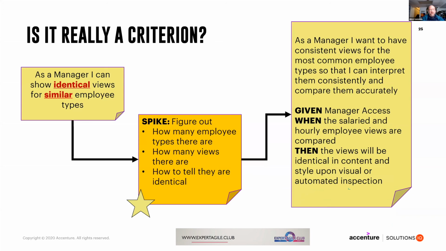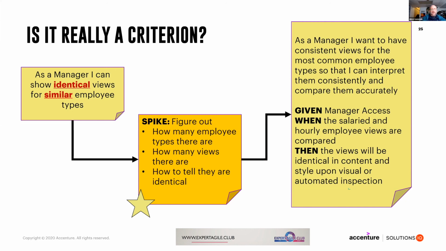So here's a little mini story. As a manager, I can show identical views for similar employee types. And that's kind of wide open. So I also have a spike here. I allocate some time with my team. I group up with the people who are the best people that I can think of to answer the questions. And I ask, how many employee types are there? You know, it's a different landscape altogether.